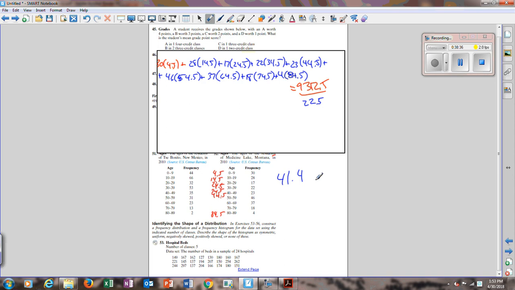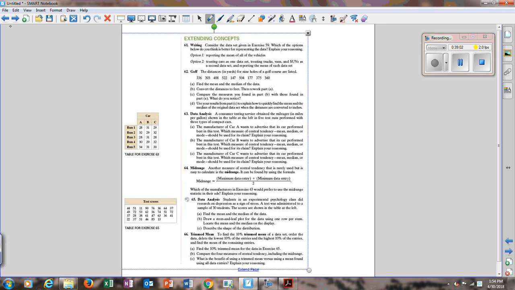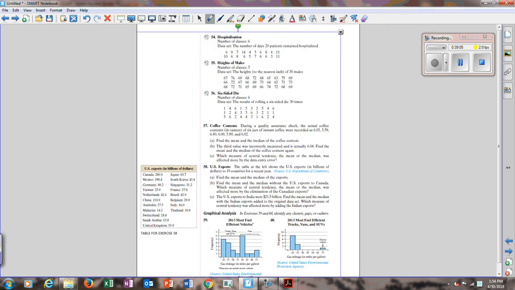So it's fun. All right, on to number 54. So we're identifying the shape of the distribution, construct a frequency distribution and a frequency histogram for the data set. Okay, number of classes is 6.